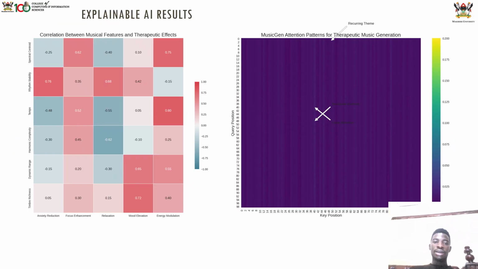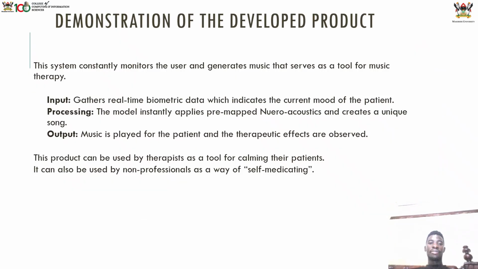So now the result, I tried to visualize the correlation between musical features and then the therapeutical effects and then the attention patterns because we're using a transformer model. So I tried to visualize the attention patterns for the therapeutical music generation.